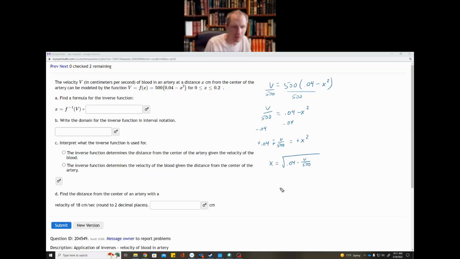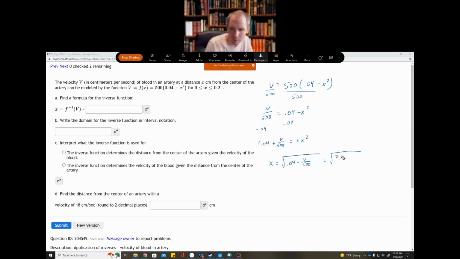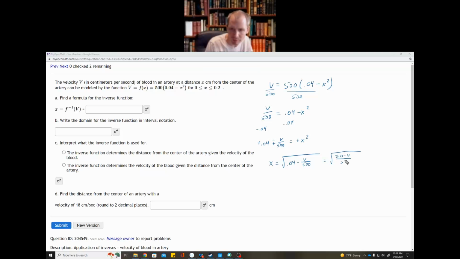Okay. And we could actually clean this up a little bit. If I get a common denominator on the inside, multiply 0.04 by 500 over 500. 0.04 times 500, I think, is 20. So we get the square root of (20 minus v) over 500, and that looks a little nicer. Okay, so that's what I'm going to put for my inverse function.